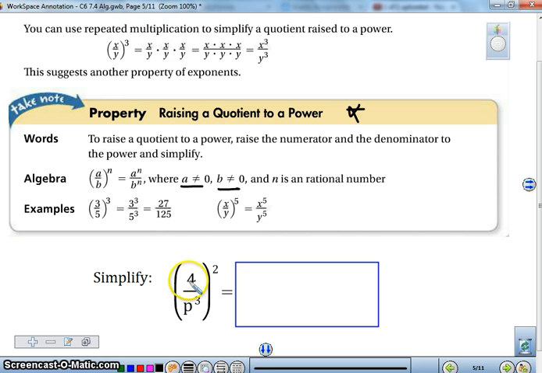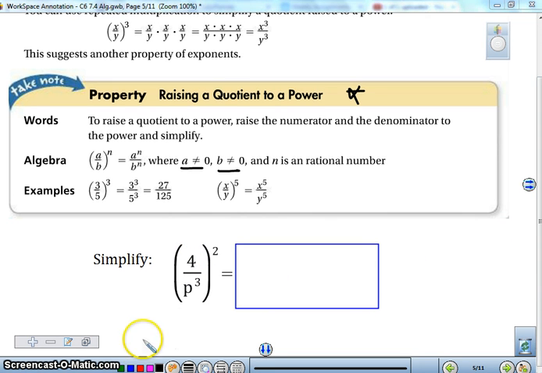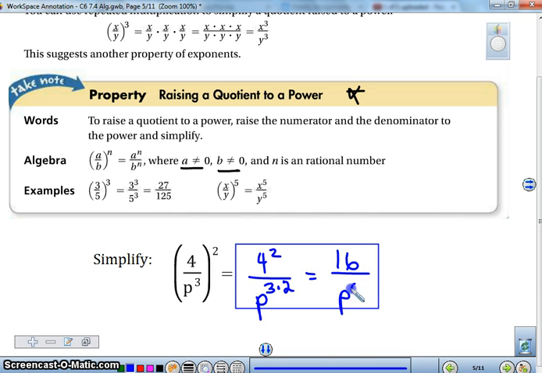Let's take a look at this one. It says we have to combine all of our rules that we've been using now. So we are taking 4 to the 2nd, and we're taking p to the 3 to the 2nd. Well, remember, when we take it to that power, we're actually multiplying. 4 to the 2nd is 16. P to the 3 times 2 is going to be p to the 6th in simplest form.